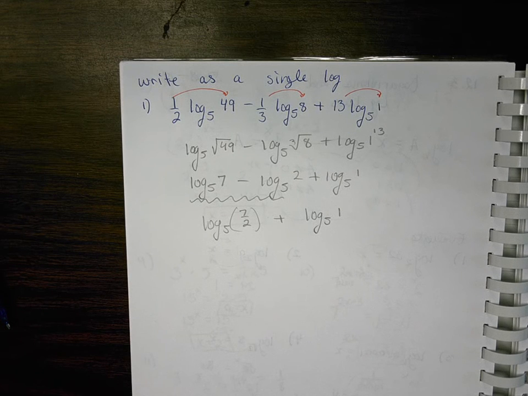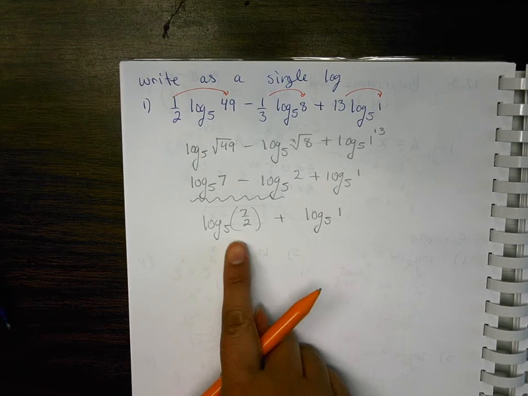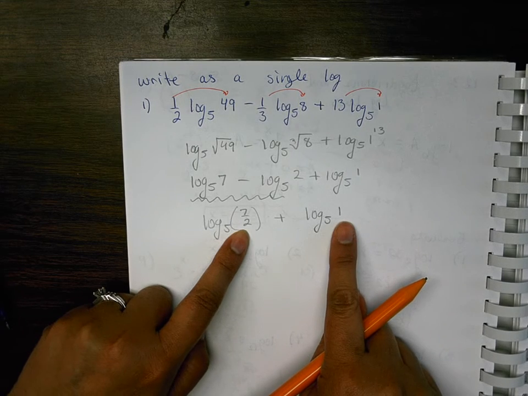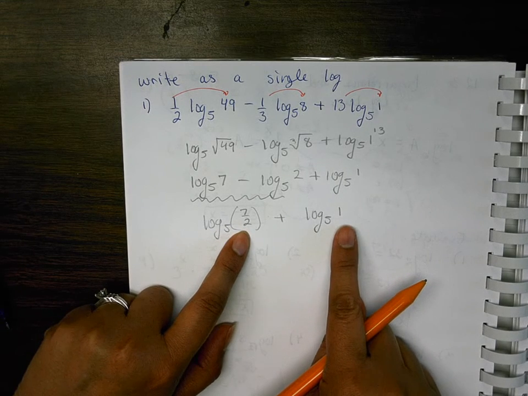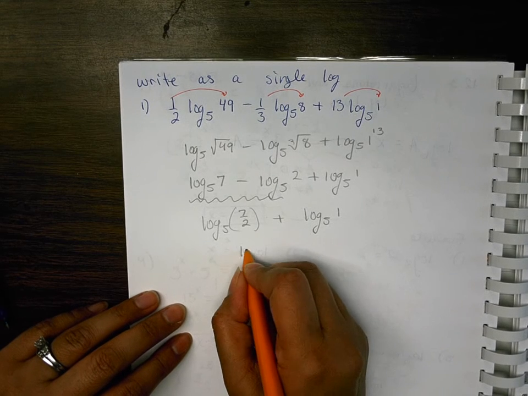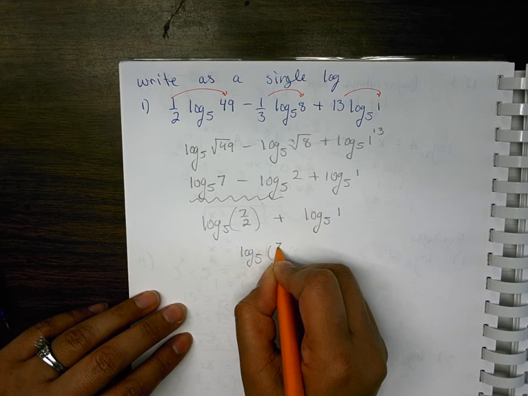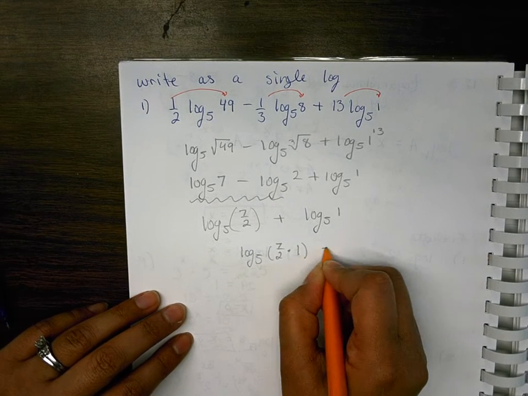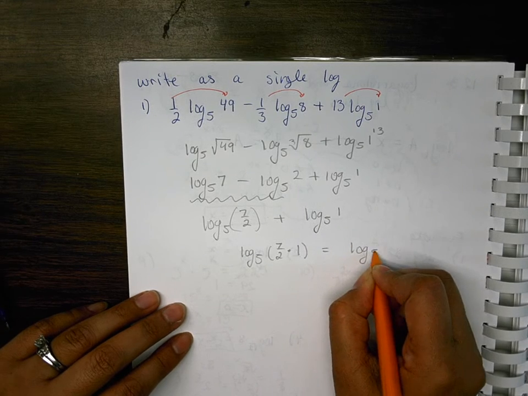All right, and that addition, because of the same base, I'm going to combine the 7/2 and the 1 together with what? Multiplication. Log base 5 of 7/2 times 1. What's my final answer? Log base 5 of?